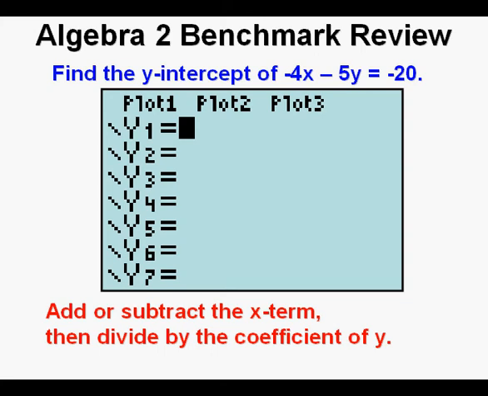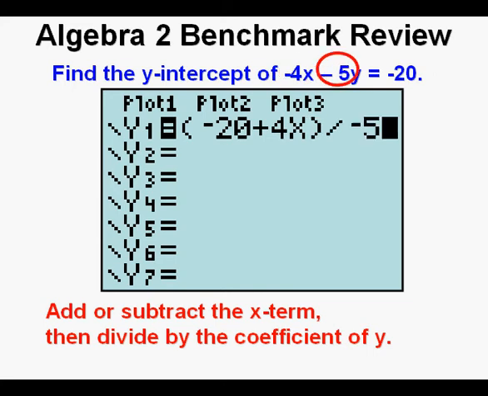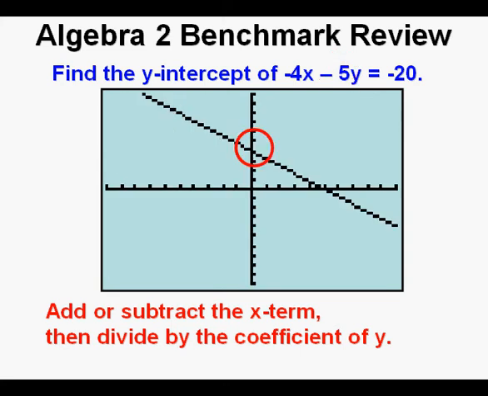Go to y equals and clear everything out. Enter the parentheses first, then negative 20. Now we have to get rid of the x term on the left. How do we do it? Add or subtract the x term. What do we do? Well, we add it. We put 4x next. Next we close the parentheses and then divide by the coefficient of y, which is negative 5. Then we can graph by pressing zoom 6 or graph.